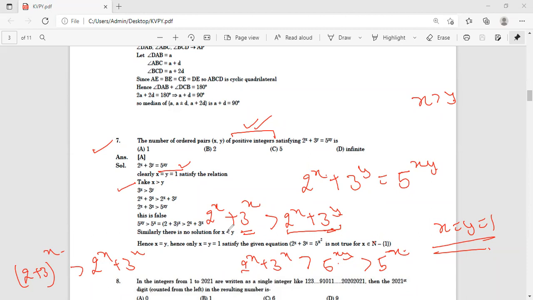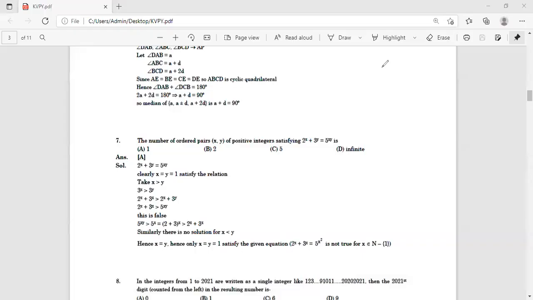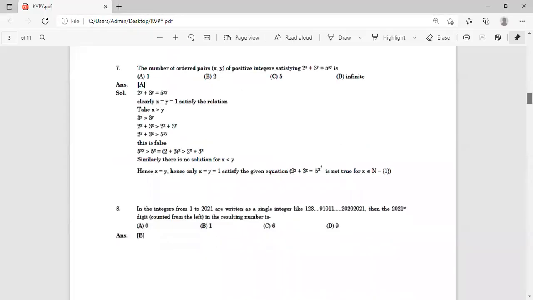Similarly, when you take x less than y, you can show no solution. So only solution is 1, 1. Only one solution is there. So next one.